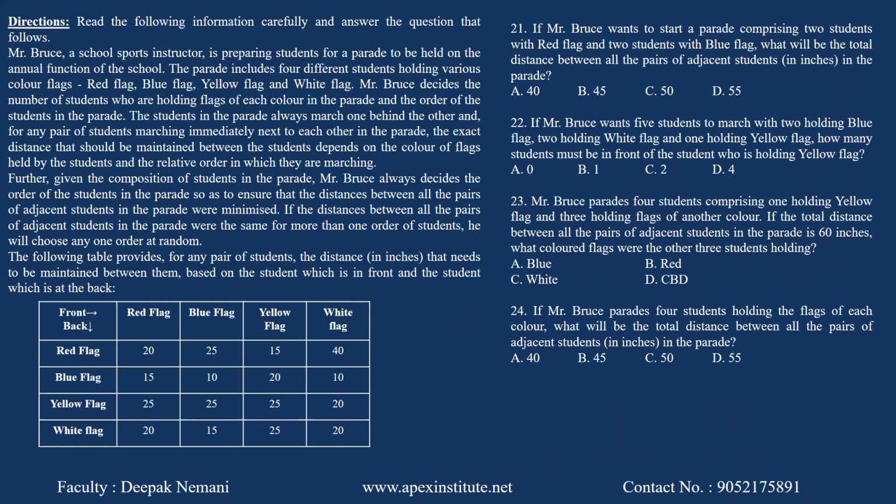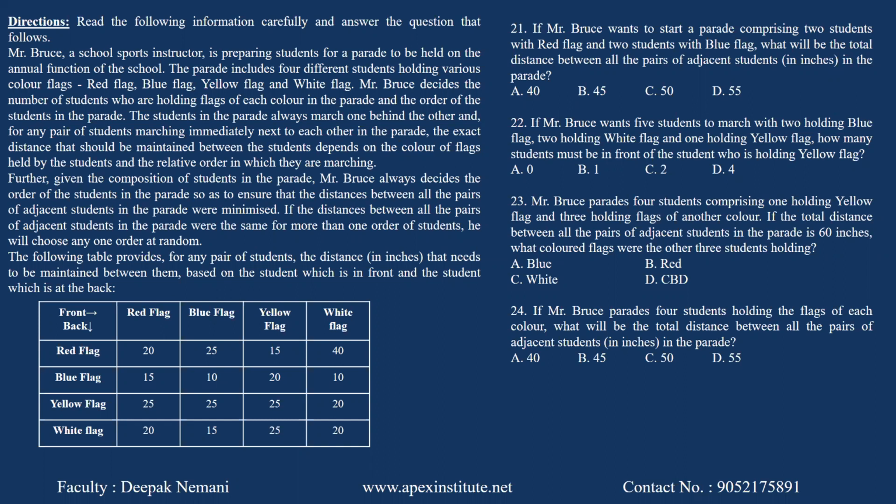Now read the following information carefully and answer the question that follows. So the last set in the exam. So Mr. Bruce, a school sports instructor, is preparing students for a parade to be held on the annual function of the school. The parade includes 4 different students holding various color flags: red, blue, yellow, and white. Mr. Bruce decides the number of students who are holding the flags of each color in a parade and the order of the students in the parade as well. The students in the parade always march one behind the other.